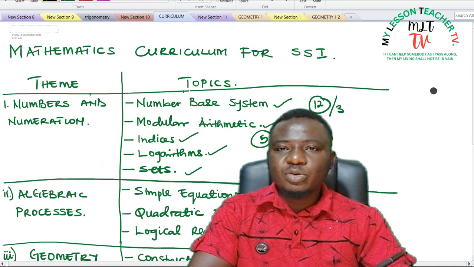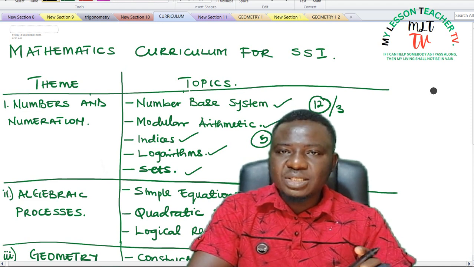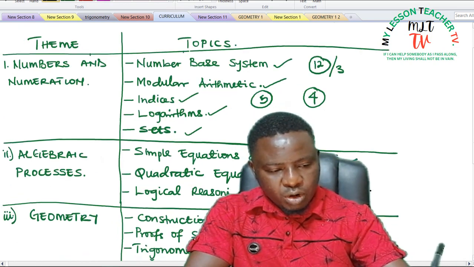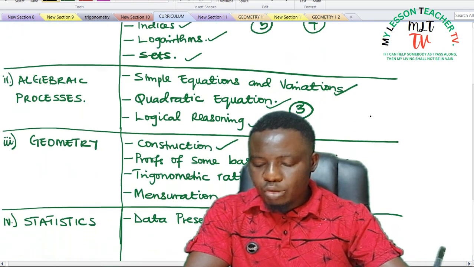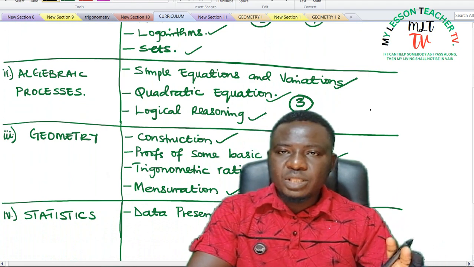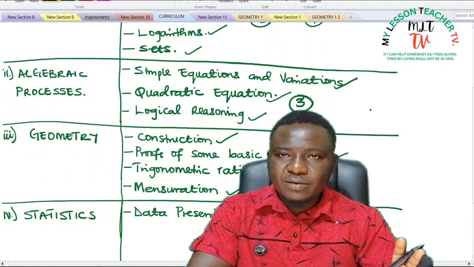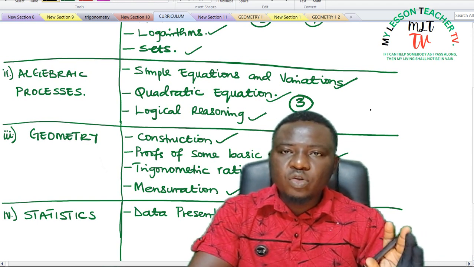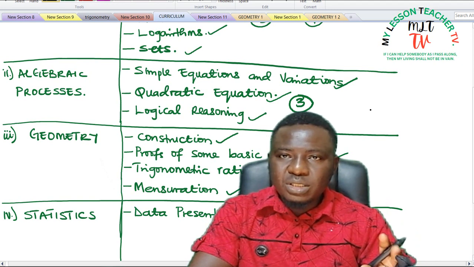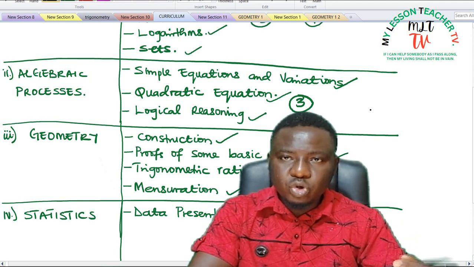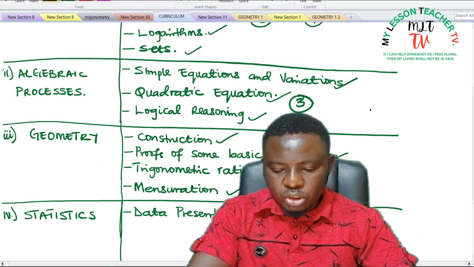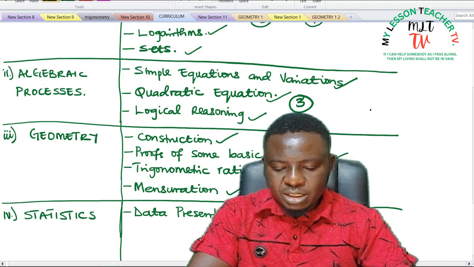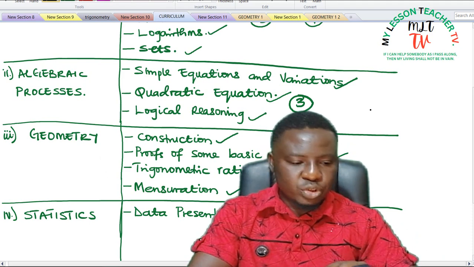Today's class is a continuation of our mathematics classes on SS1. In today's class, we shall be looking at the subtheme geometry. Geometry is a theme in mathematics for those in senior secondary. And in geometry, we have about 4 topics. So we shall begin with the first topic, which has to do with construction. Thereafter, we'll look at proofs of some basic theorems, trigonometric ratios, and then mensuration.